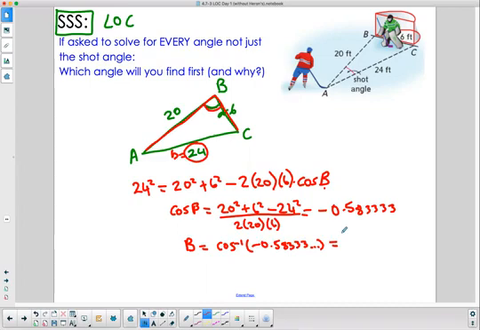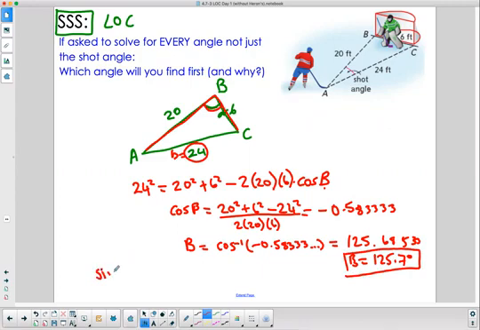Put that in your calculator. And I'm getting, oh, that's big. It's 125 degrees, 125.6853347. So that's to one decimal place, 125.7 degrees. I'm then going to go on to use the law of sines to find one of the other angles.